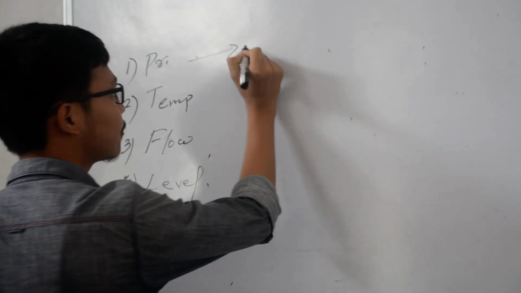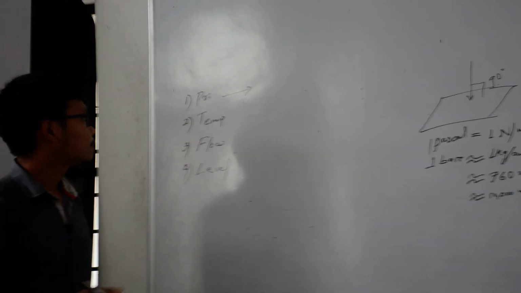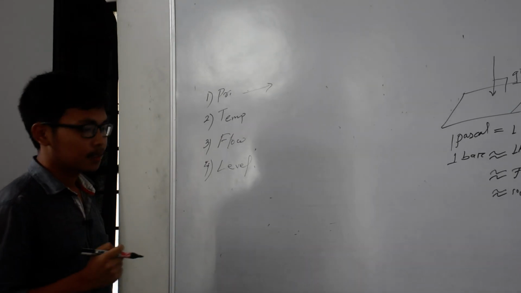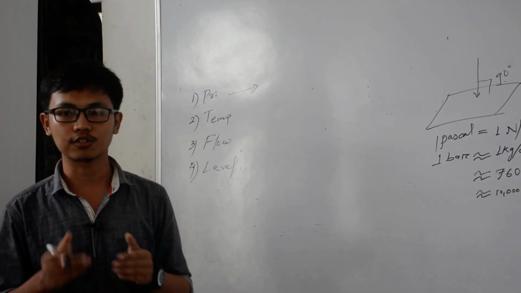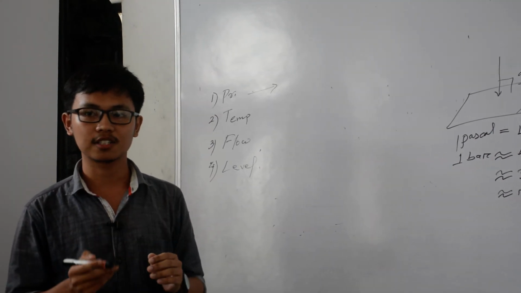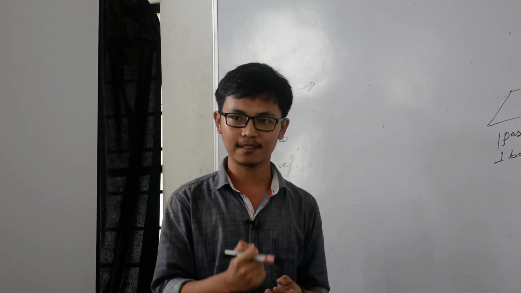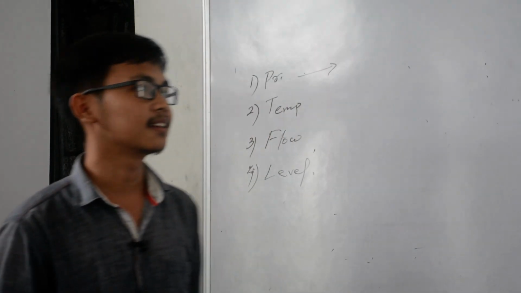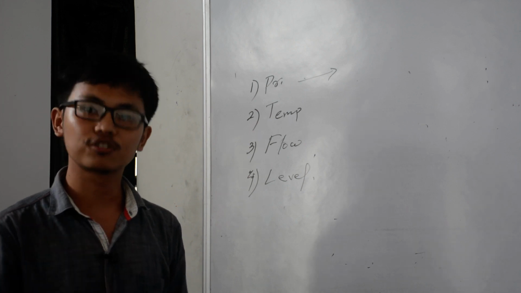Diaphragm is used to construct pressure transmitters. Another one is the Bourdon tube, which is used to construct pressure gauges. Pressure gauges are mainly used in everyday life, like measuring the air pressure of bike tires. And there is the pressure switch, in which bellows is used.